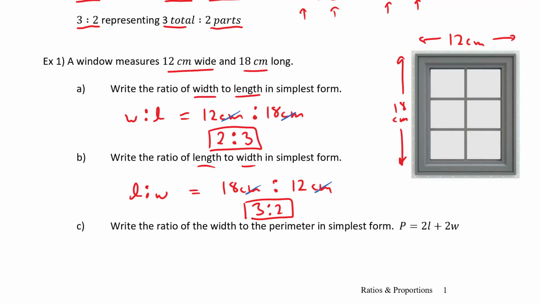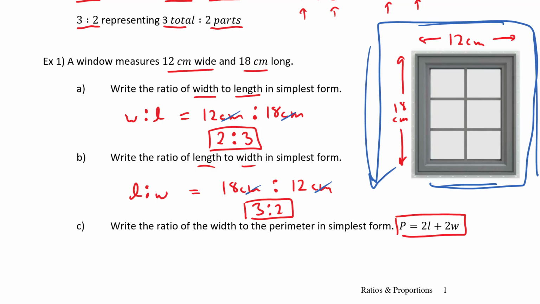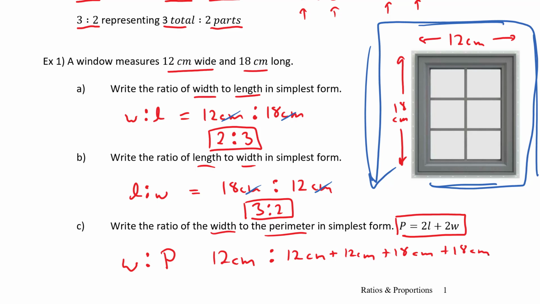Lastly, write the ratio of the width to the perimeter in simplest form. And if you don't remember the equation for perimeter, perimeter is 2 lengths plus 2 widths. Perimeter is all the way around there. So now we're dealing with the width to the perimeter. Width compared to perimeter. So what is our width? Our width is 12 centimeters. And what's our perimeter? It's going to be 12 centimeters plus 12 centimeters plus 18 centimeters plus 18 centimeters. We add that all up now, 12 centimeters compared to 60 centimeters.